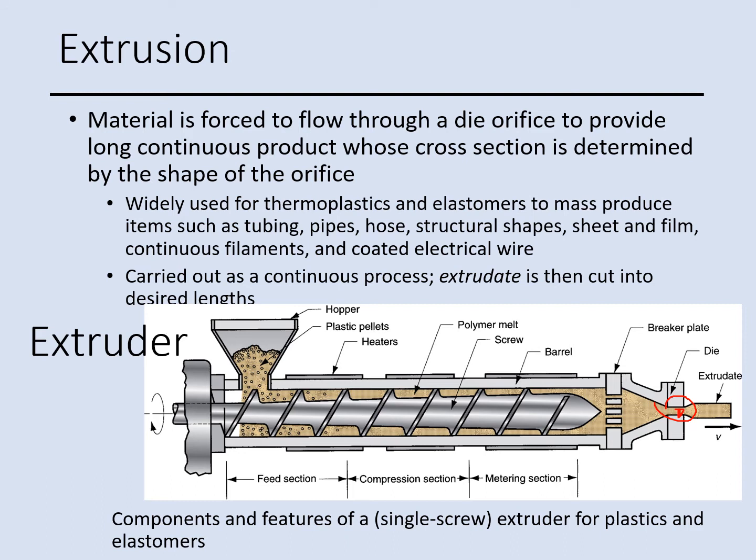And because we have a continuous process, this extrudate can be very large, as much as you need. And if you want to cut it, then they have a cutter device located on the right side of this machine to cut that extrudate into desired lengths. Here are the components and features of the machine. In the next slide, we'll talk about all components one by one.